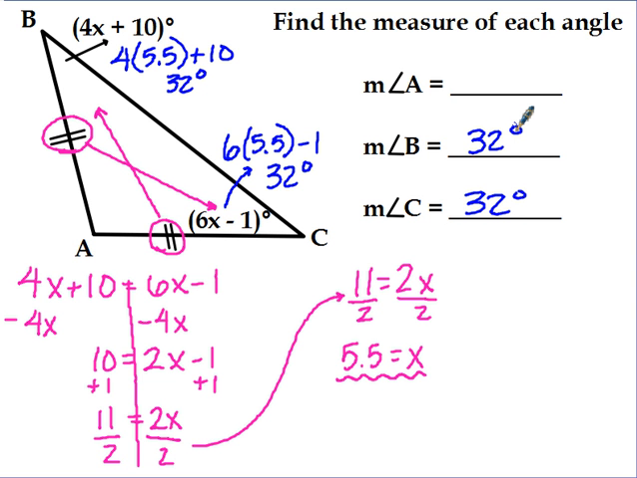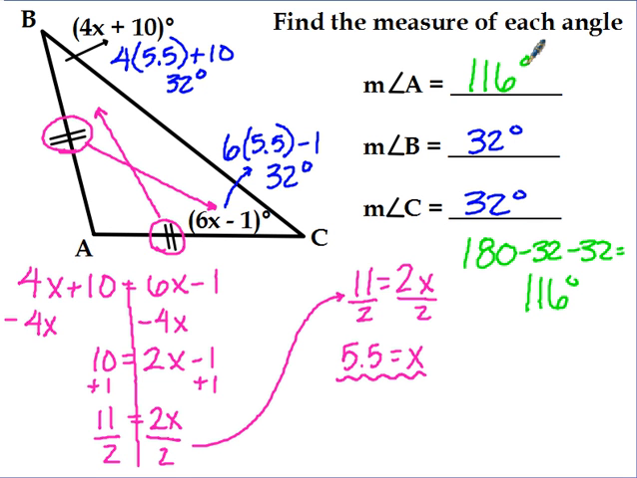And now finally, I have to find A. Now remember, there was nothing here at A, so there's nothing I can plug x into. There's no quantity here, so I just have to treat this like it's any other triangle. If I know 2 angles, to get the third angle, I just subtract from 180. So 180 minus 32 minus 32 gives me 116, and that's going to be my measure of A.